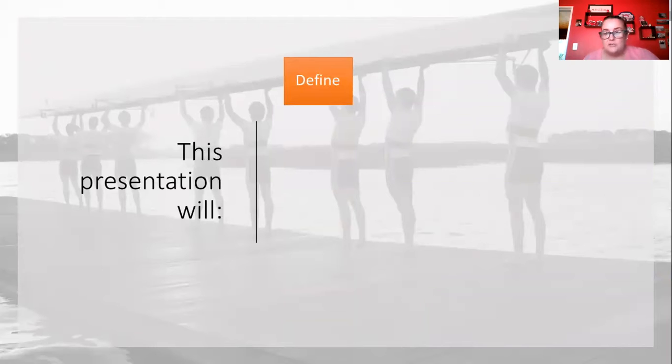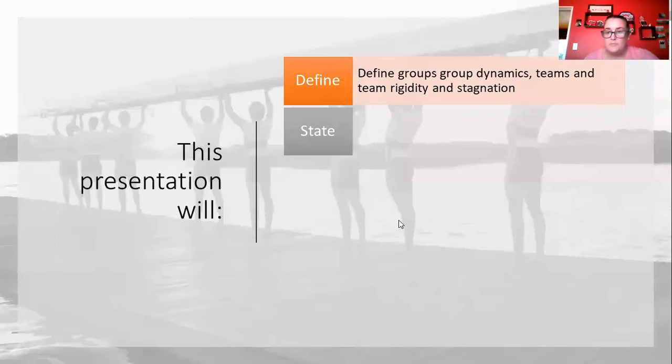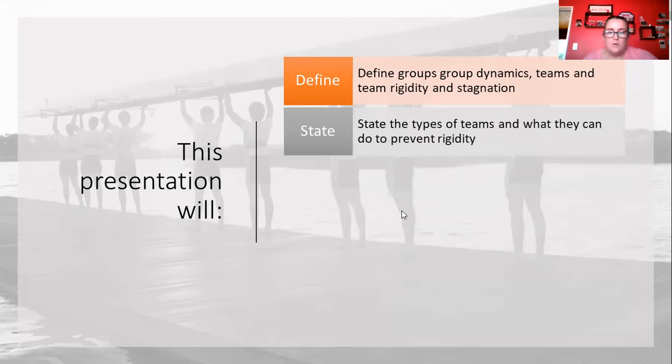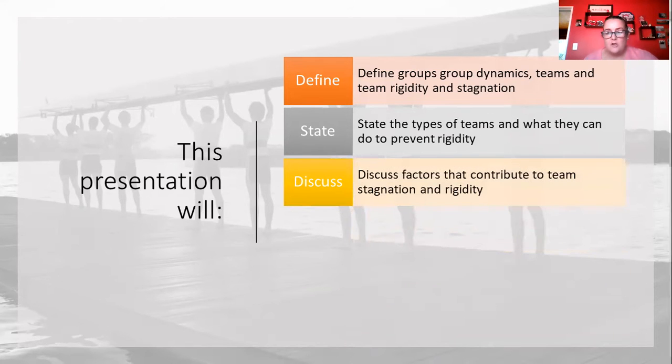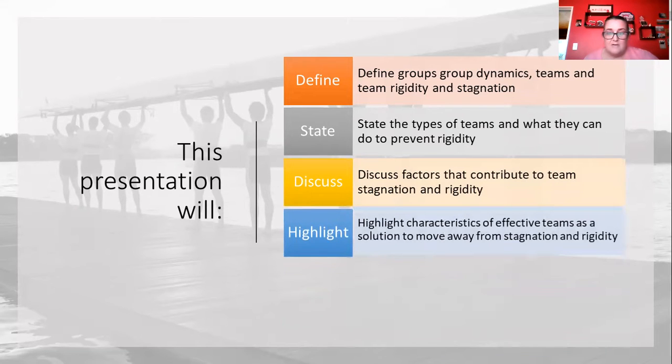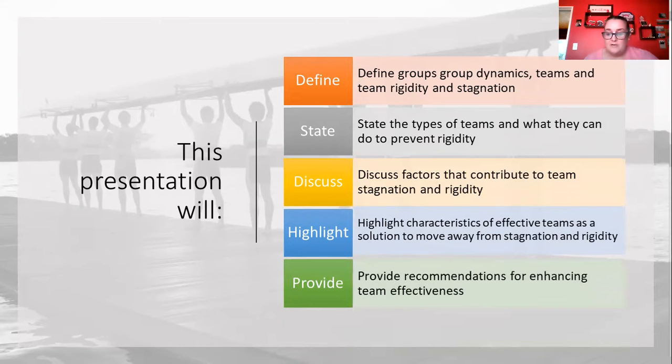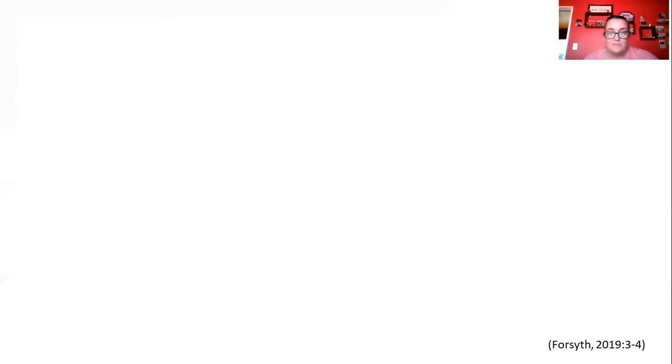In this presentation, Group 14 is going to start by providing definitions on groups, group dynamics, teams, team rigidity, and stagnation. We will state the types of teams and what they can do to prevent rigidity. We will discuss factors that contribute to team stagnation and rigidity. We will highlight characteristics of effective teams as a solution to effectively move away from stagnation and rigidity. And in conclusion, we will provide recommendations for enhancing team effectiveness.